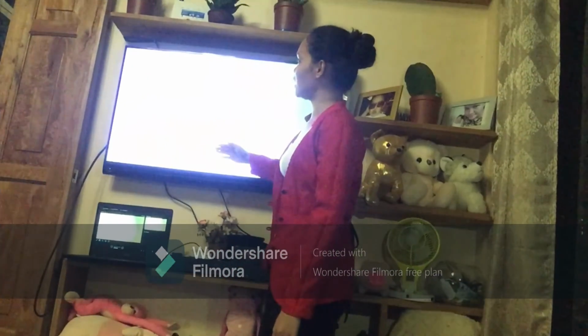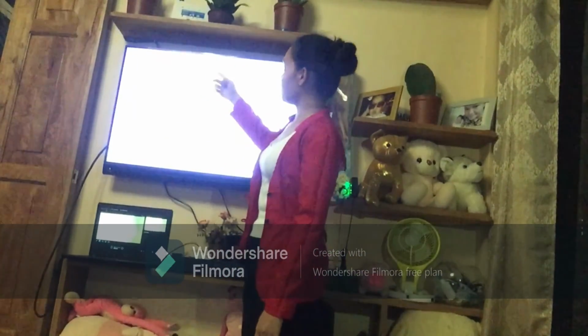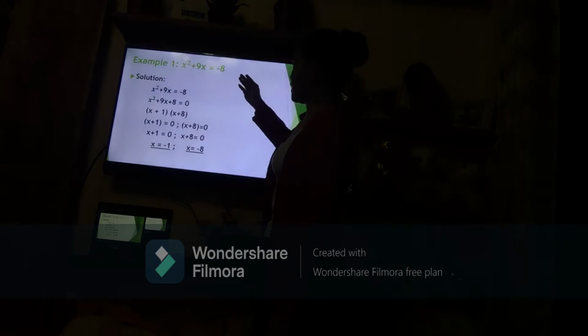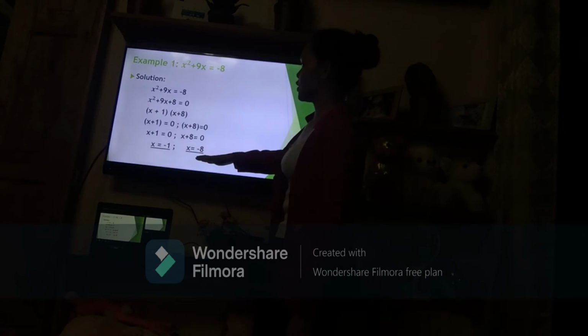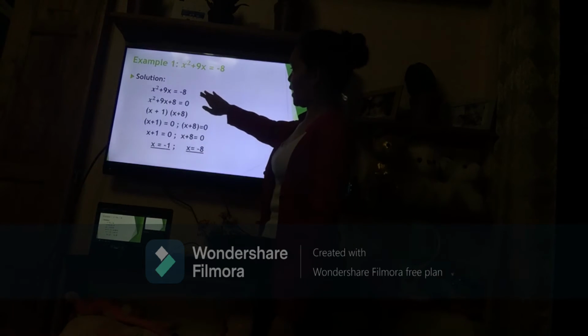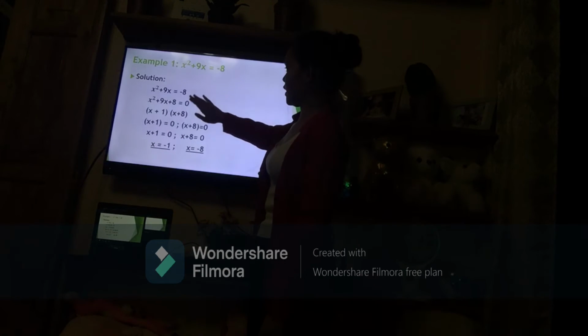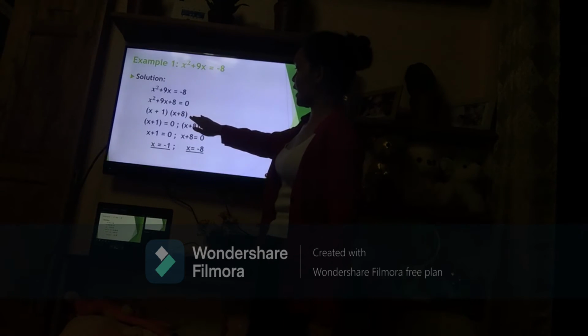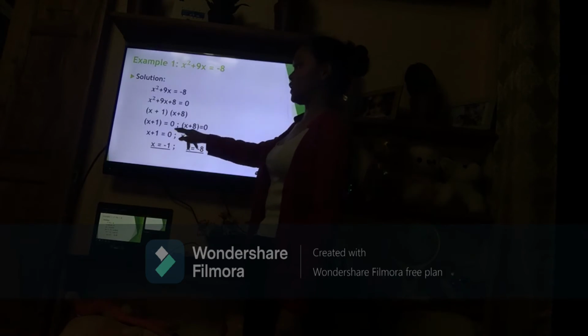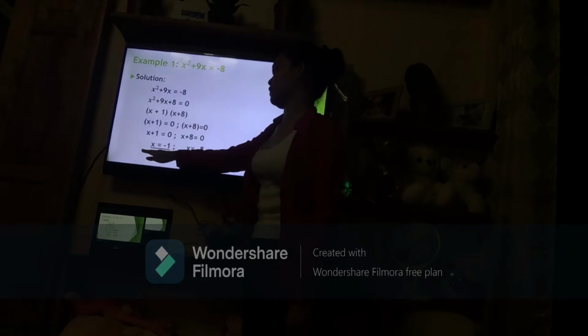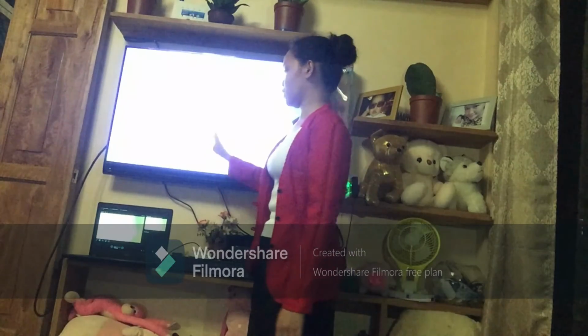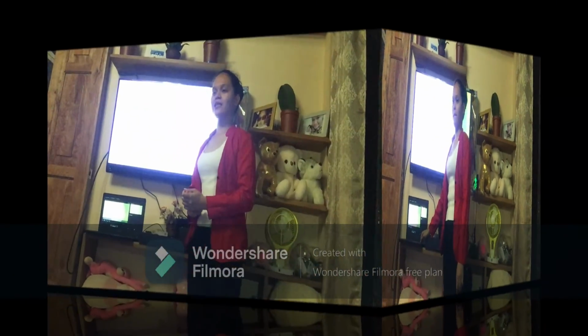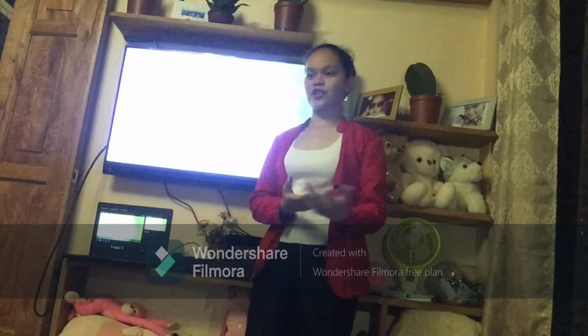To sum it all up, x squared plus 9x is equal to negative 8. So, this will be our solution. First, we transformed the equation into standard form, and then we factored it, and then we applied the zero product property, and we got the solutions of our equation, which are all true. Do you understand, class? Okay, do you have any questions?